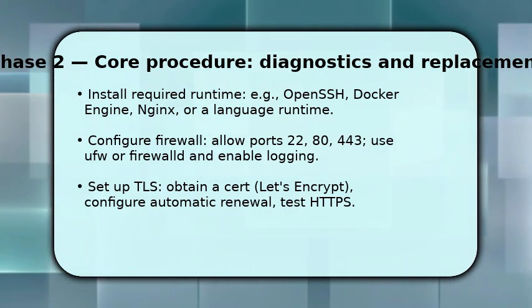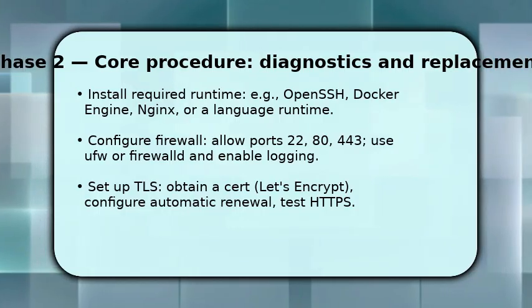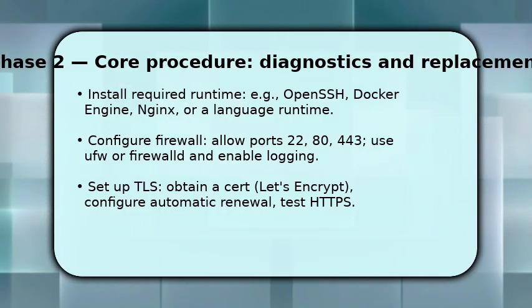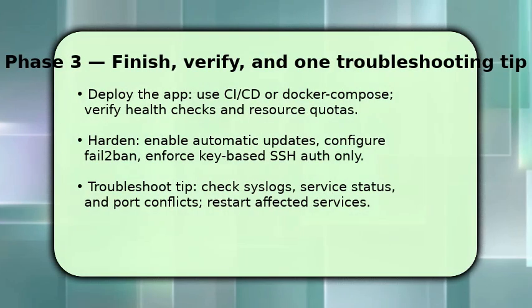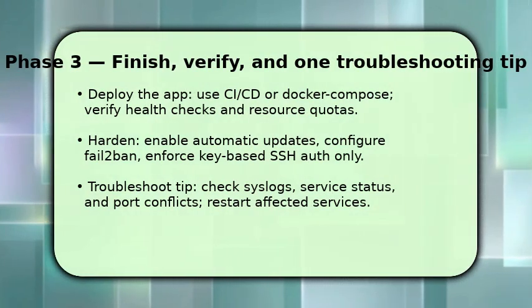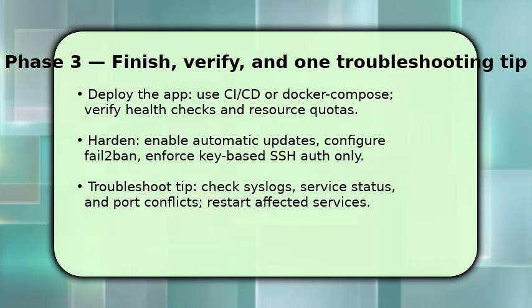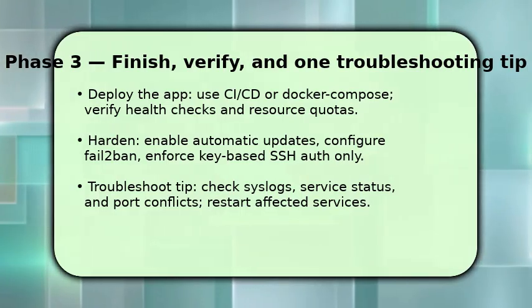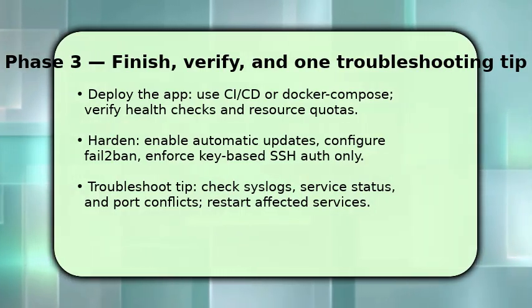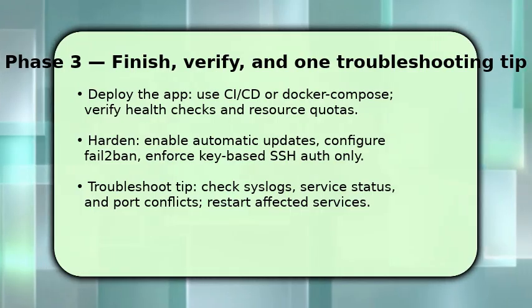Finally, deploy your application using a repeatable method, CI/CD pipeline or Docker Compose, so you can reproduce the environment. Once deployed, harden the server. Enable automatic security updates, install fail2ban, and require SSH key authentication. Monitor resource usage and set alerts for CPU, memory, and disk.